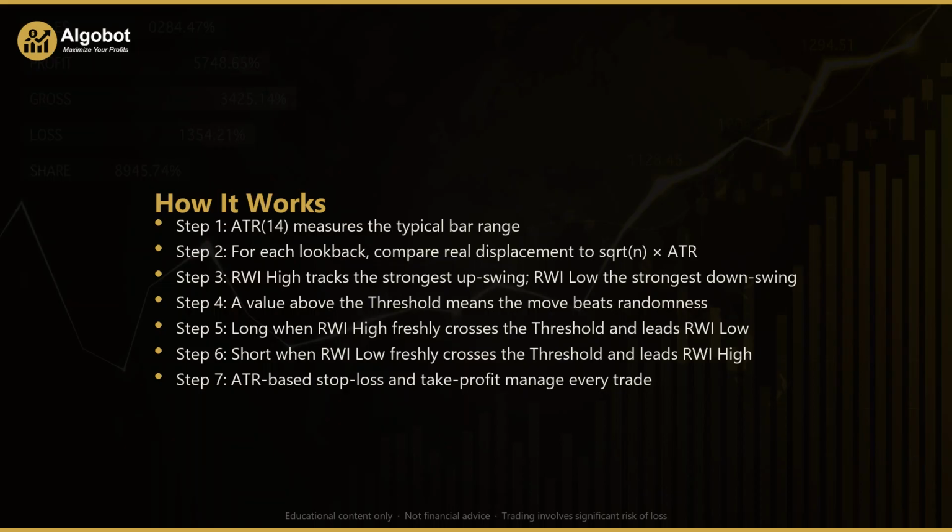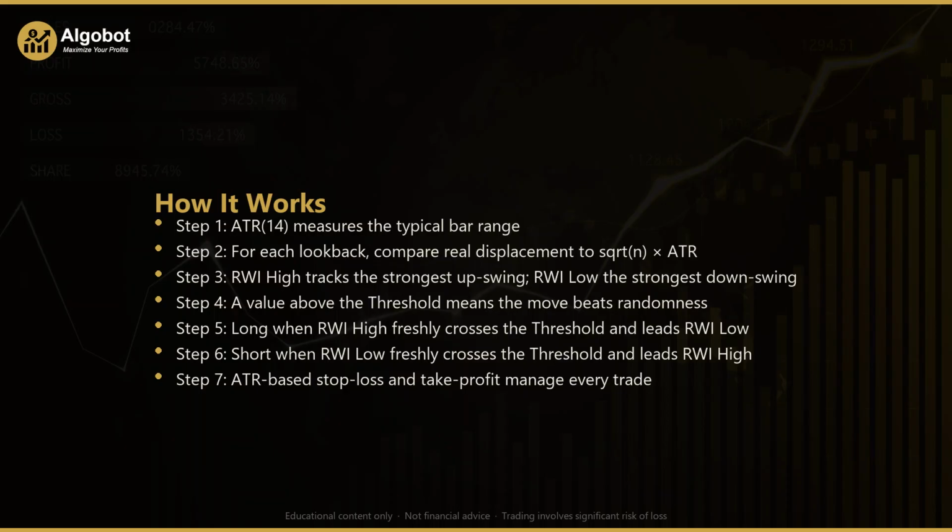For each of those lengths, it measures two things. First, the upswing, which is how far the current high sits above the lowest low across that window. Second, the downswing, which is how far the highest high sits above the current low. Each of these distances is then divided by the random walk expectation, which is the ATR multiplied by the square root of the lookback length. The strategy keeps the largest upswing ratio and calls it RWI high, and the largest downswing ratio, which it calls RWI low.